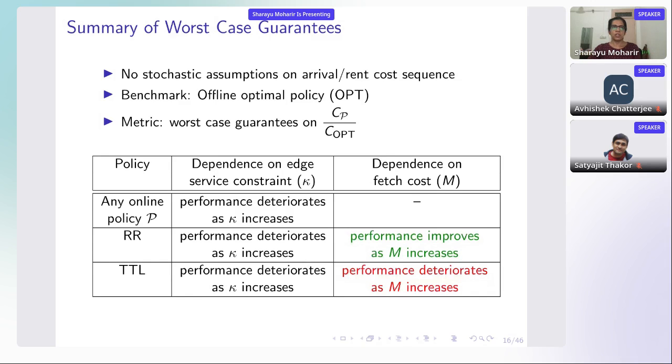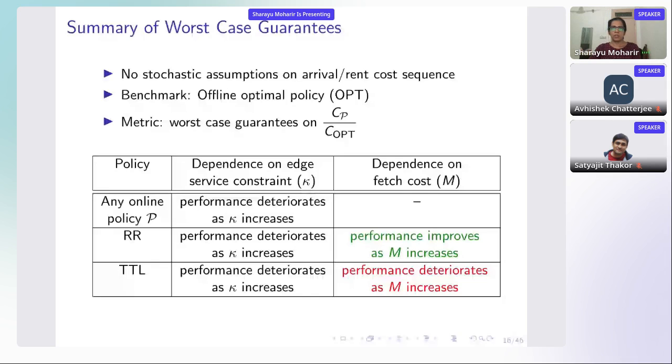If you focus on the third column, we look at the dependence of various policies on the fetch cost M. And we conclude that the performance of RR improves as M increases. Intuitively, this is because as M increases, a service fetch is very expensive, and therefore both OPT and RR tend to have static hosting status, and RR mimics OPT, and therefore it does well. Finally, we note that the performance of TTL actually deteriorates as M increases.